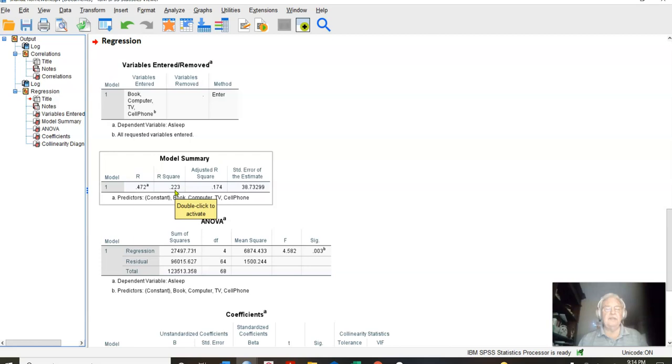So these four variables have accounted for 22% of the variance in the sleep minutes, the dependent variable. They're sharing 22% of the variance with the dependent variable.